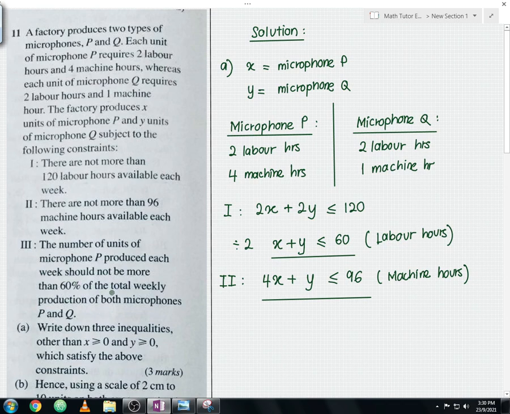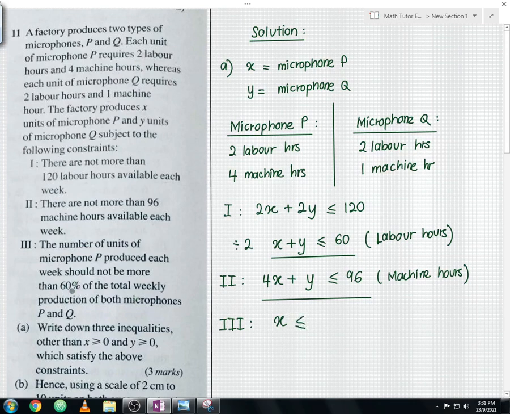Sound confusing? Okay, don't worry guys. Let me guide you. Break down one by one. It mentioned here number of units of microphone P. So in this case, microphone P is representing x. So just write here x. Should not be more than, that means it should be less than equal to.